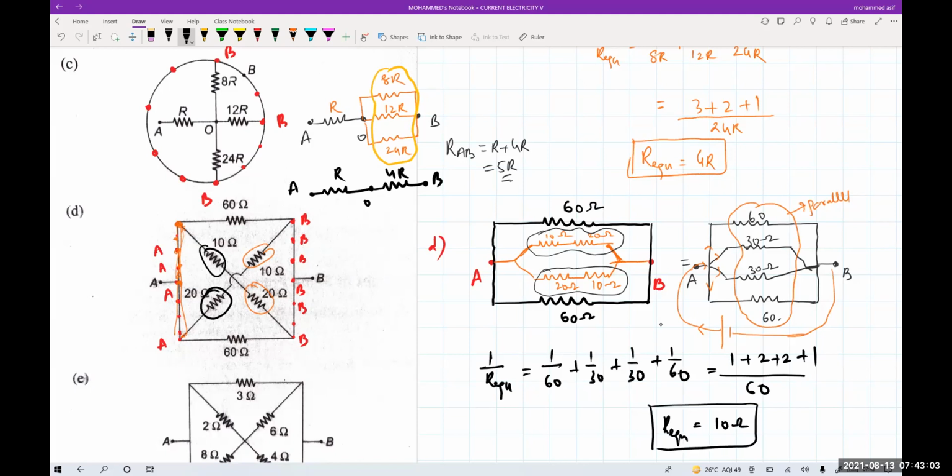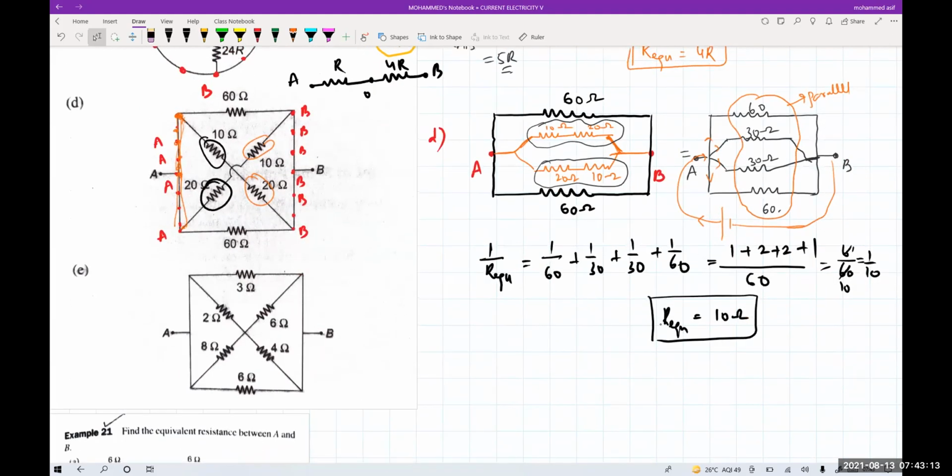And the other will become how much? 6 by 60, that is nothing but 1 by 10. So 1 by R equivalent is 1 by 10. So R equivalent is 10 ohms. Clear? Is that clear? Yes, sir.